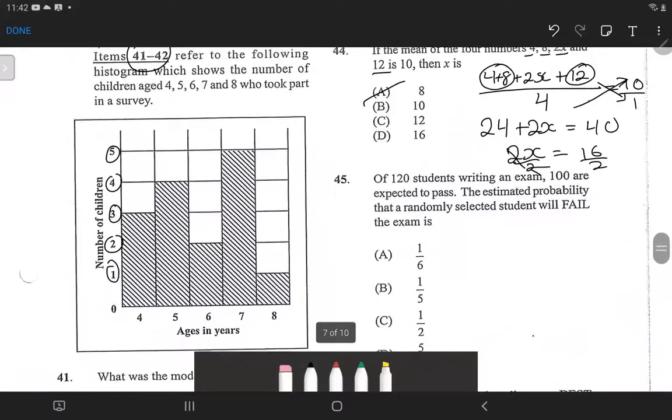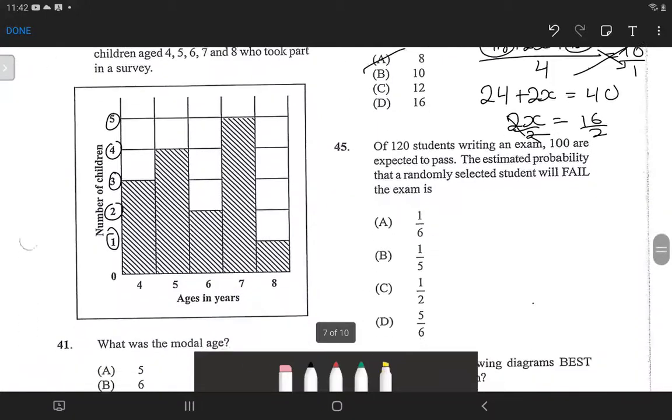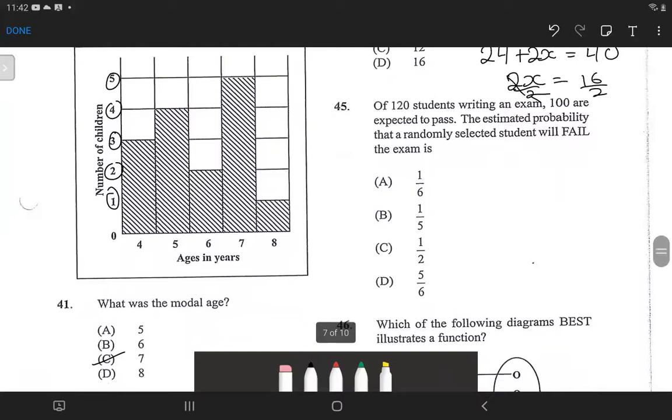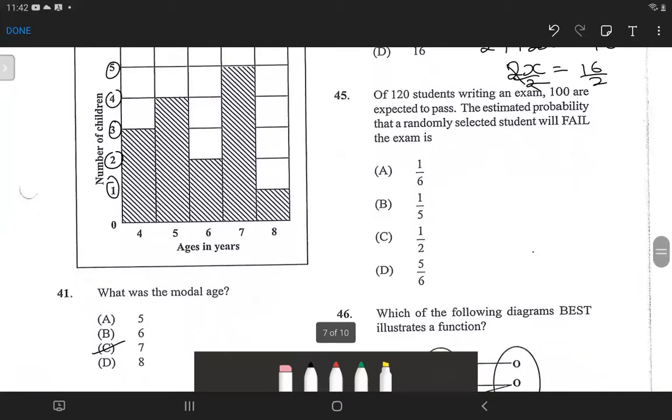Number 45. Of 120 students writing an exam, 100 are expected to pass. The estimated probability that a randomly selected student will fail the exam. So if we have 100 expected to pass, the expectation of failure is 20. So that's 20 over 120, which simplifies down to 1/6, which is A.